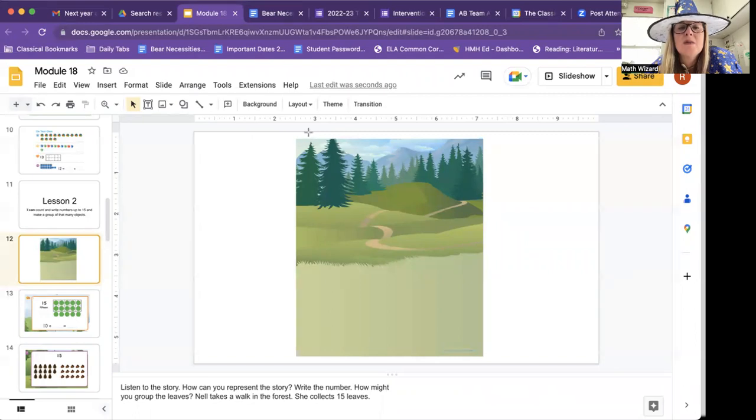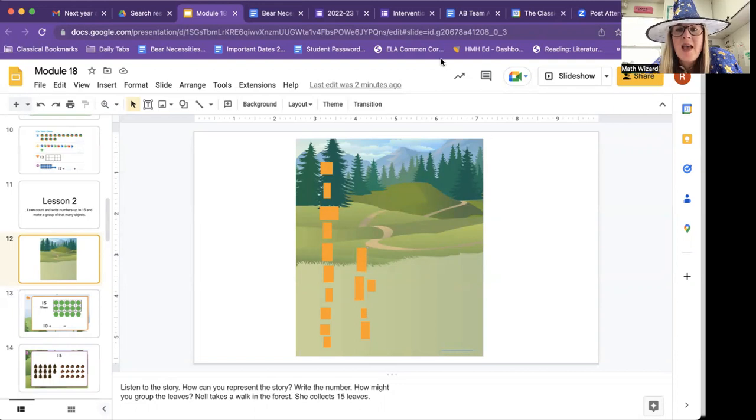Maybe I'll do rectangles to represent leaves. And I love fall, so I am going to do orange leaves. She's going to find 1, 2, 3, 4, 5, 6, 7, 8, 9, 10 leaves. She made a tall stack of leaves. And I have 10. We have to get to 15. So let's count on from 10. 11, 12, 13, 14, 15.